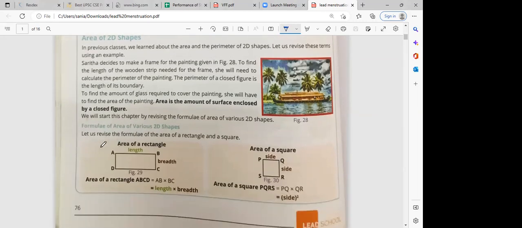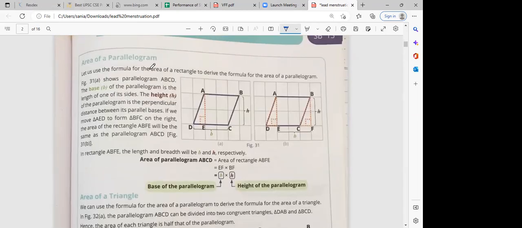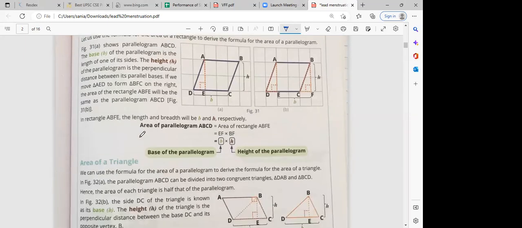First of all, the area of a rectangle, you know, it is length into breadth. And area of square, it is side into side. Okay, or you can say square of side. Clear? Then coming to the next, area of parallelogram. Area of parallelogram is base into height. Clear? Okay.